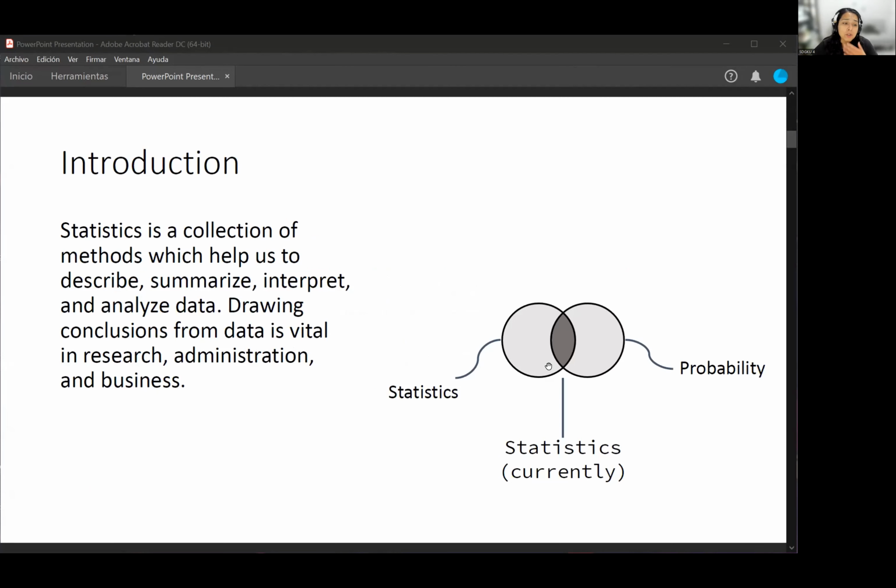As an introduction, we want to know what statistics is. Statistics is the intersection between statistics and probability. That's the current statistics, because we need to describe, summarize, interpret, and analyze the data. So we need to draw conclusions about the data.